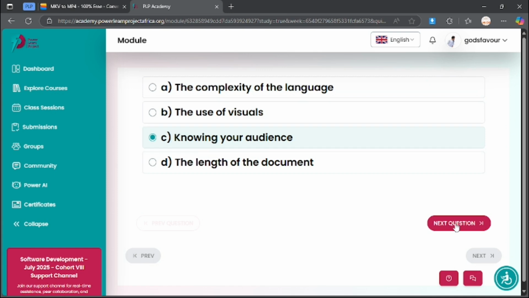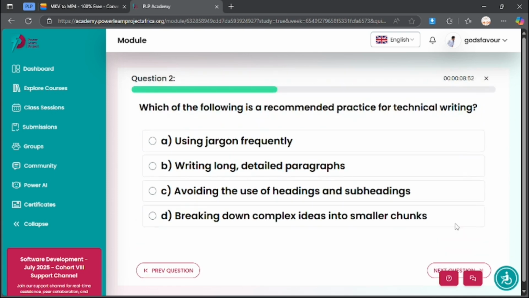All right, so the next question says, which of the following is a recommended practice for technical writing? A, using jargon frequently. B, writing long detailed paragraphs. C, avoiding the use of headings and subheadings. D, breaking down complex ideas into smaller chunks. In fact, you don't even need to study before you know the answer.